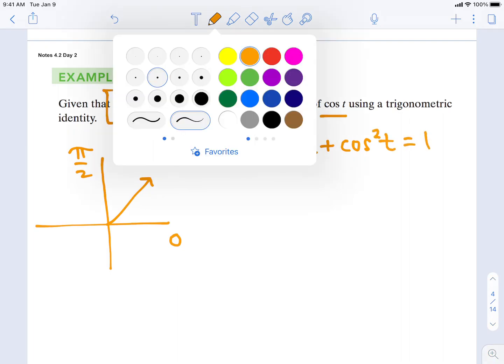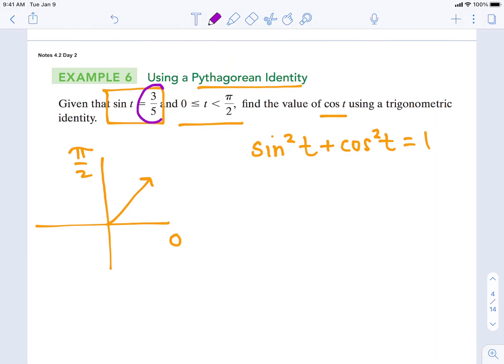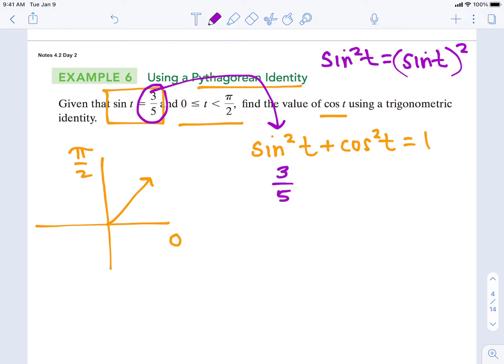And now we're going to substitute this 3/5 into the equation. Please note that the sine squared of t is the same thing as sine of t all squared. So let's go ahead and substitute 3/5 in. So we do have to square that number. And then plus cosine squared of t equals 1. And we want to solve this equation for the cosine of t. So we're going to square that 3/5. So 3/5 times 3/5 is 9/25.